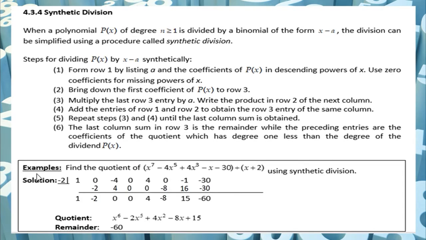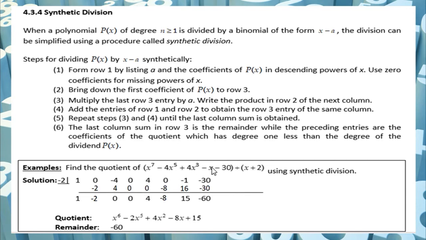Okay, to understand better, let us have this example. Find the quotient of x to the power of 7 minus 4x to the power of 5 plus 4x cubed minus x minus 30 divided by x plus 2 using synthetic division. Okay, so we have x minus a, and we get a here. Since it is minus, here it is plus, so it is negative 2. Since if we equate this to 0, x plus 2 is equal to 0, we can have x equal to negative 2. So a here is negative 2.